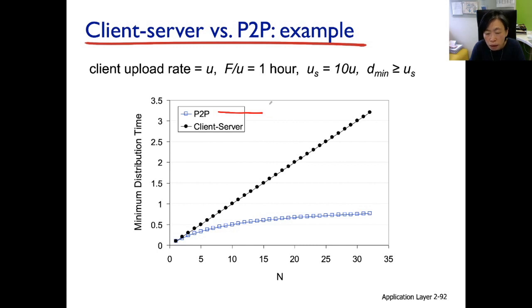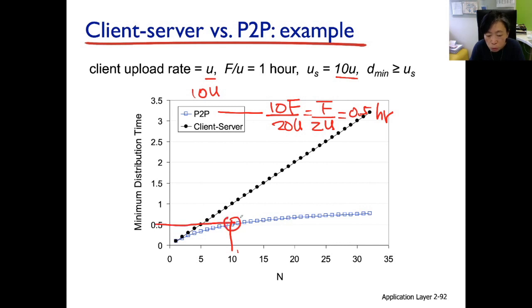We have what? 10 copies of the file that need to be downloaded overall. And what is the total uplink capacity of the system? The server has 10u. Each client has 1u, so 10 of them, also 10u. Altogether, 20u. And how much is this? Half of F over u. And this is what? Half an hour. Is that right? In P2P's case, 10 users, only half an hour.